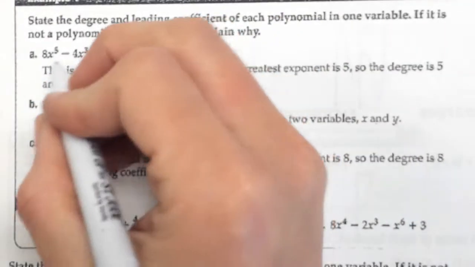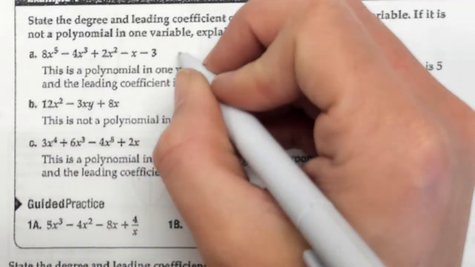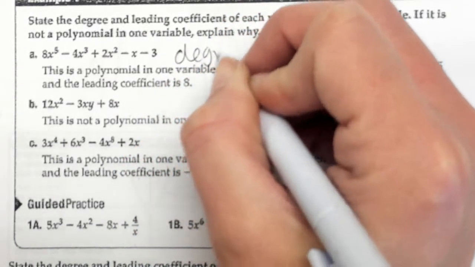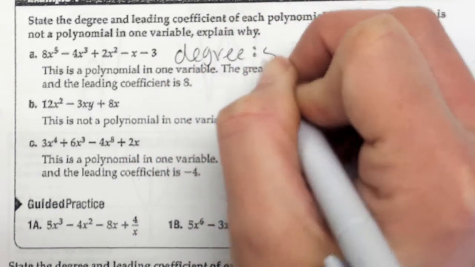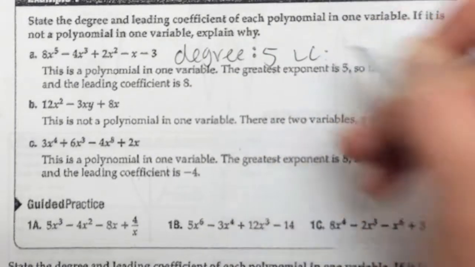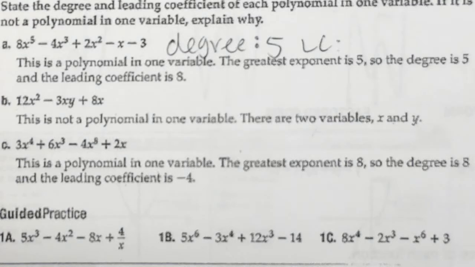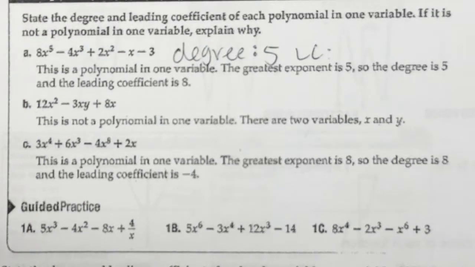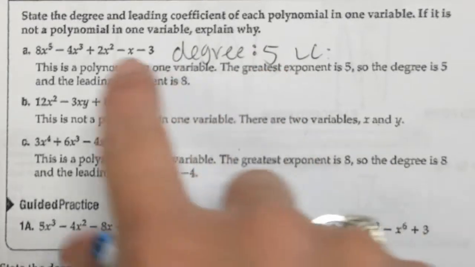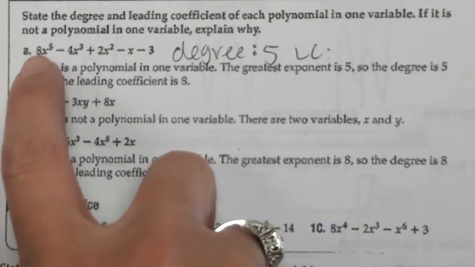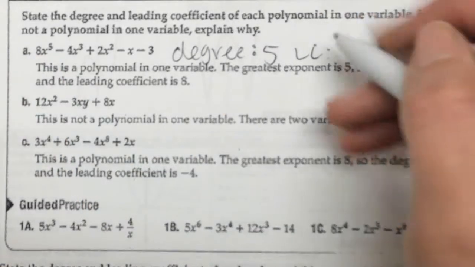So the degree of this one is what? 5, good, because that's the highest exponent. Now we'll get into leading coefficient. The leading coefficient, well, first of all, back up. What's the coefficient? Just regular coefficient. Yes, so leading coefficient means that it goes with the highest power. So look at your highest power. What's the number in front? 8. That's your leading coefficient.